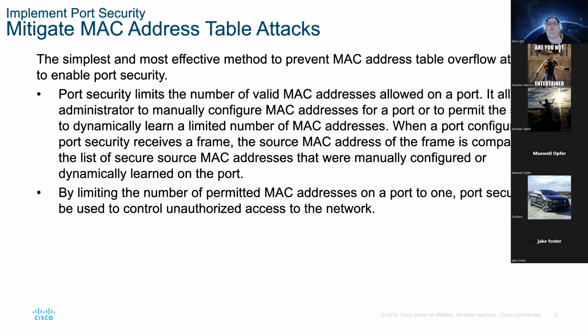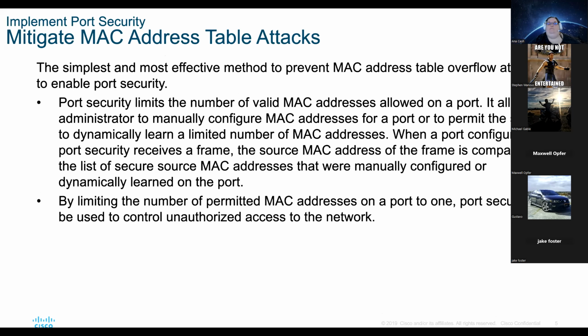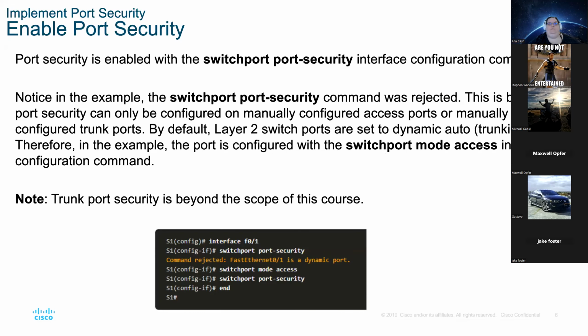When a port configured with port security receives a frame, the source MAC address of the frame is compared to the list of secure source MAC addresses that were manually configured or dynamically learned on the port. By limiting the number of permitted MAC addresses on a port to 1, port security can be used to control unauthorized access to the network. So this is one of those super simple, start with the simple stuff things. This is one of the baseline things that you want to do in security to mitigate those attacks.